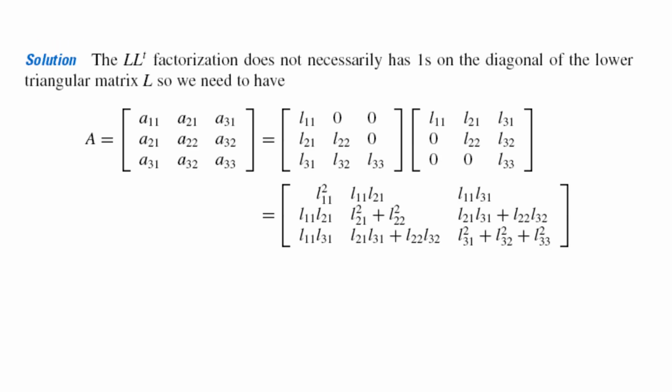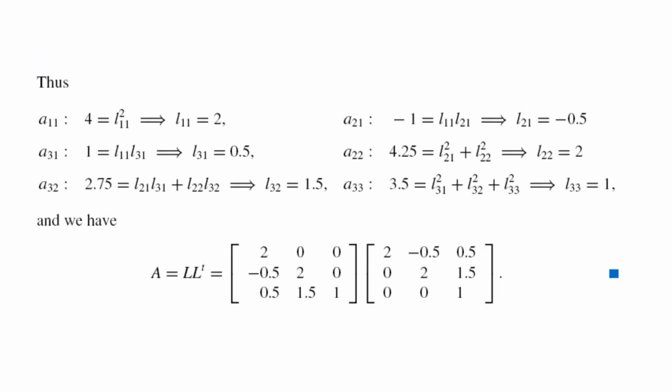The L L transpose factorization does not necessarily have ones on the diagonal of the lower triangular matrix L, so we need to have A in the given form. If we multiply these two matrices, we obtain this one matrix, and we obtain all the entries of L. Then the entries of L transpose will be automatically calculated. So this is the form of A in terms of L L transpose.